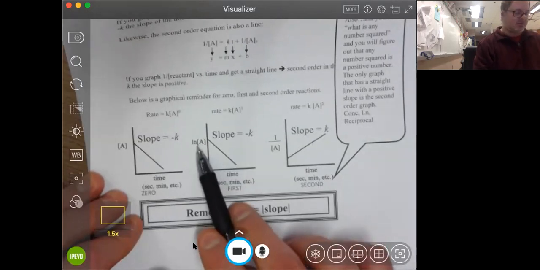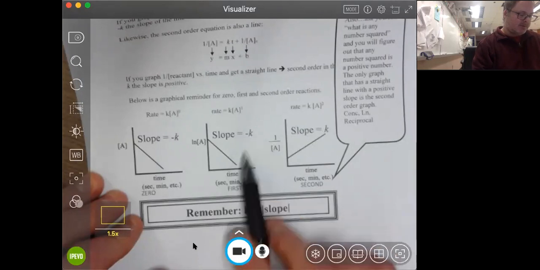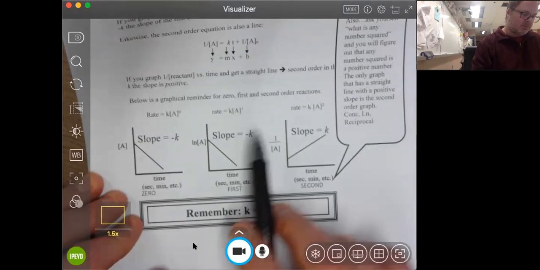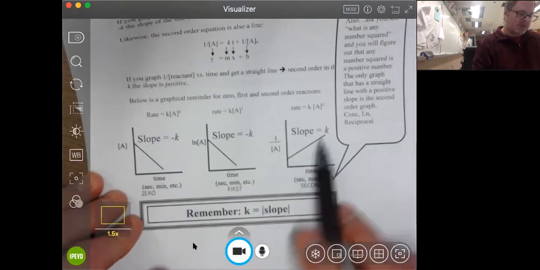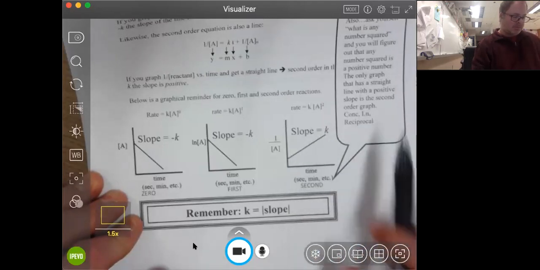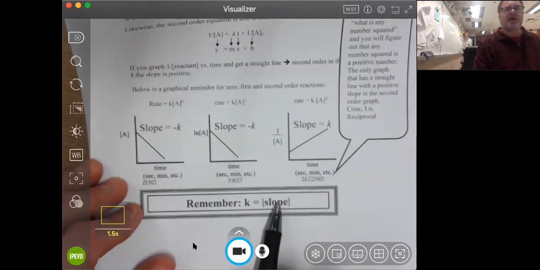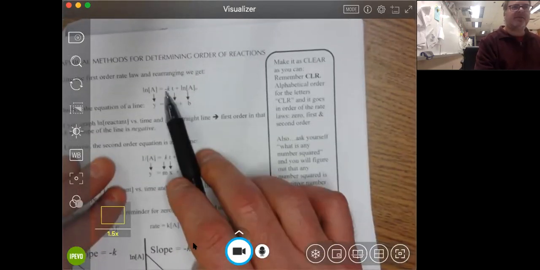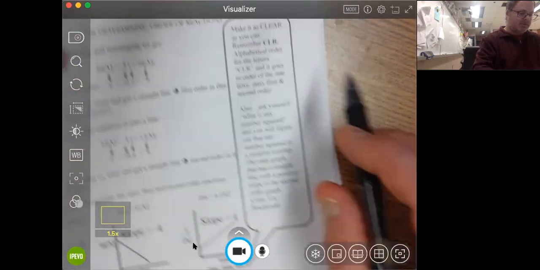And if the natural log gets you that, and it's to time, then you know that it is first order. And then if you have the inverse to time, this is the only one that actually has a positive slope. And remember that k itself is the absolute value of the slope. It is the formulas where you have the negative k. So keep that in mind.